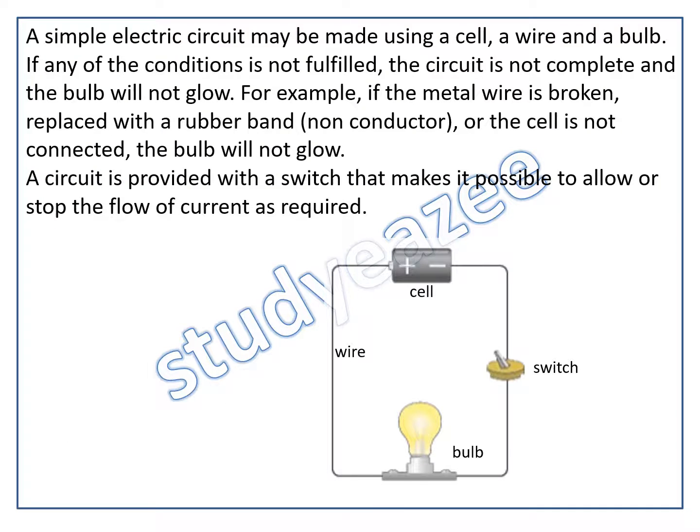As you can see from the picture, a simple electric circuit may be made using a cell, a wire and a bulb. If any of the conditions is not fulfilled, the circuit is not complete and the bulb will not glow. For example, if the metal wire is broken or replaced with a rubber band, which is a non-conductor, or the cell is not connected, the bulb will not glow. A circuit is provided with a switch that makes it possible to allow or stop the flow of current as required.